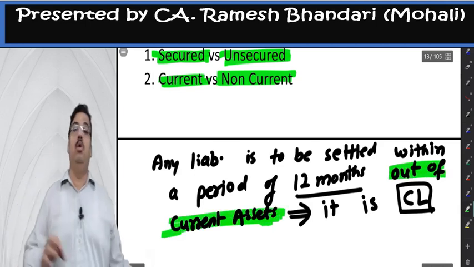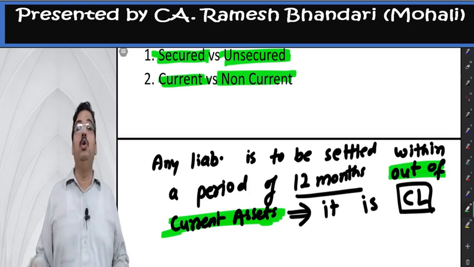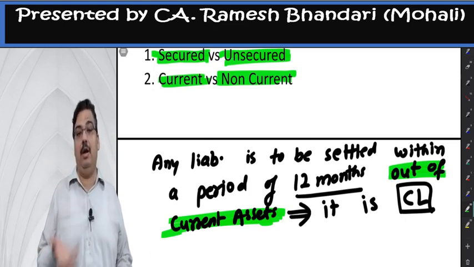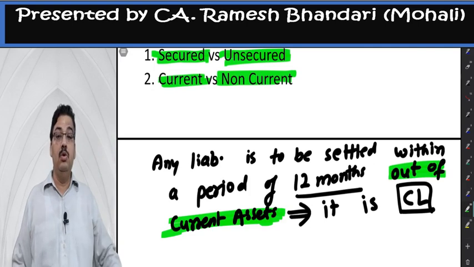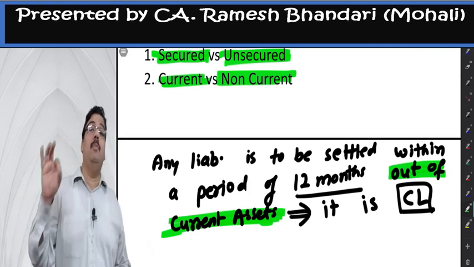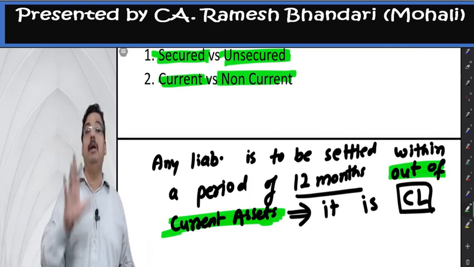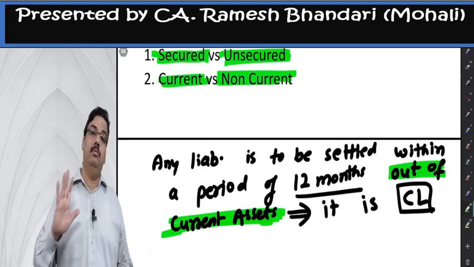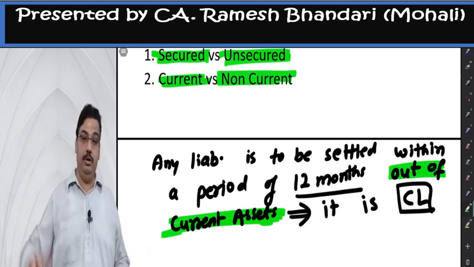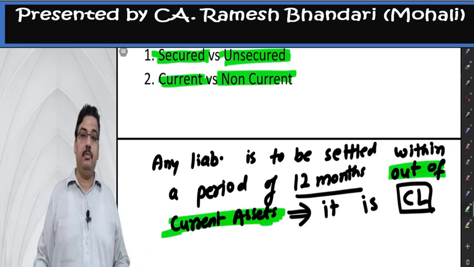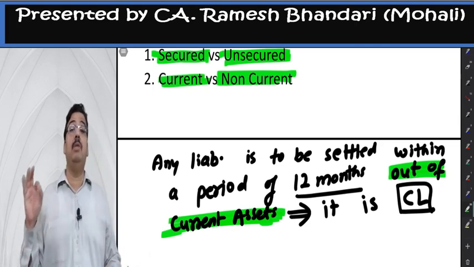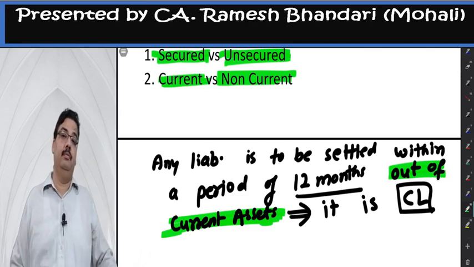Let us say I have a loan of 10 lakh to be repaid 1 lakh every year for the next 10 years. So 1 lakh principal as on balance sheet date is a current liability, 9 lakh is non-current, just to be paid after 2 years, 3 years, 4 years. Remember, if something is not to be paid out of current assets, it is a non-current liability.